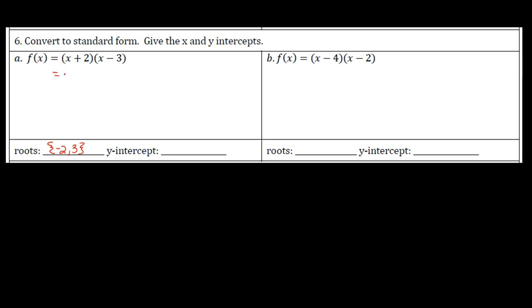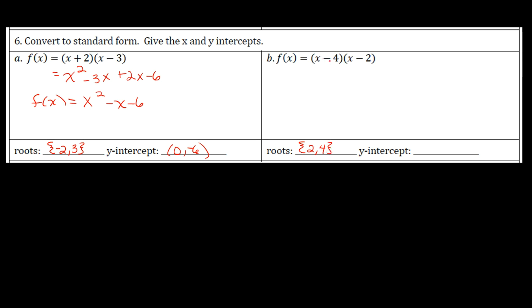So multiply your two binomials. And combine like terms. And indeed, our y-intercept was -6. Our roots are going to be 2 and 4.